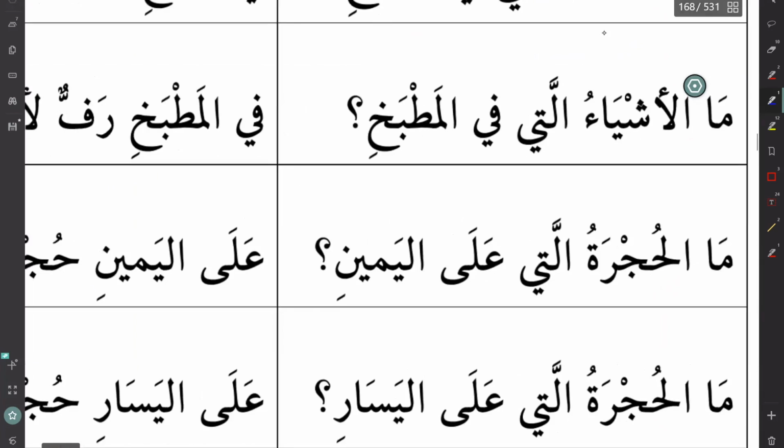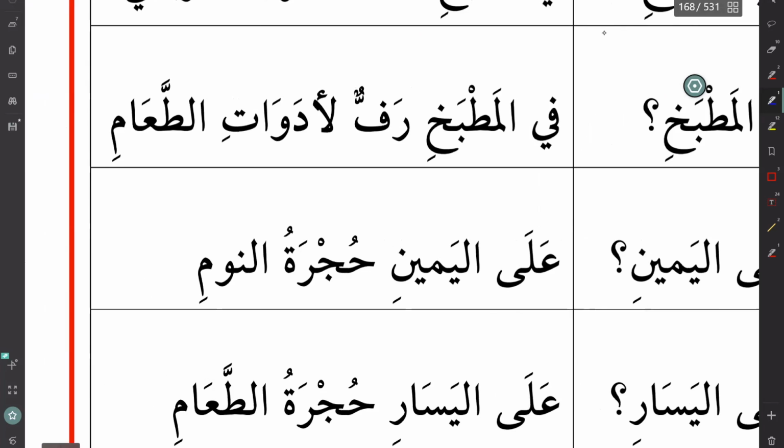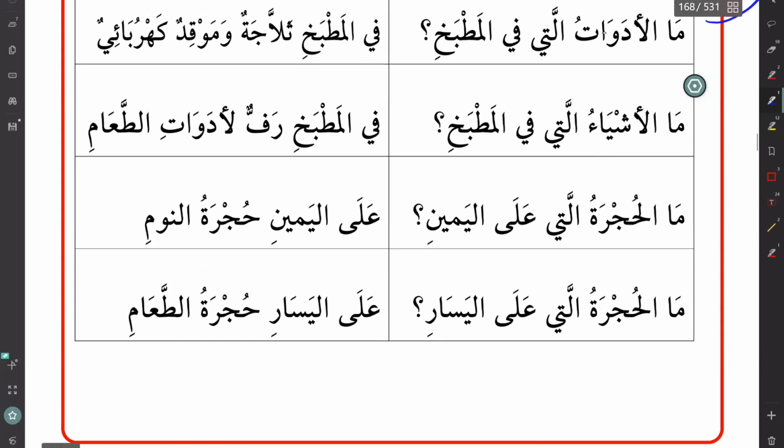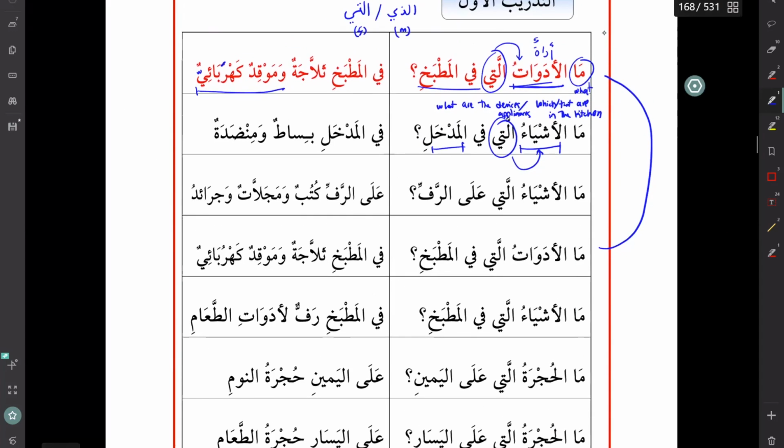right? So it says ما الحجرة التي على اليمين. What is the room that is on the right? على اليمين حجرة النوم. On the right is the bedroom. Okay, it should be easy for you to translate, inshallah. So you can do the rest.